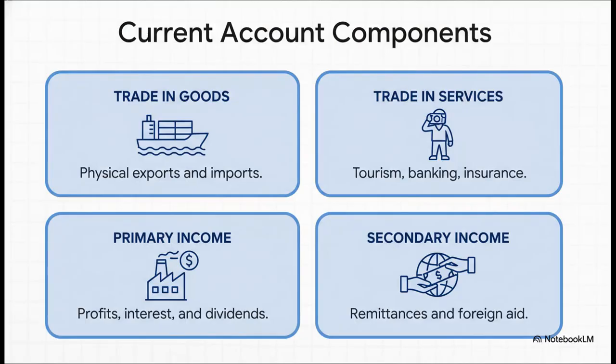So the current account itself has four parts. It's not just about the trade in goods, the visibles, like cars and food. It also includes the invisibles, services like tourism and banking. Then you've got primary income, which is money earned from investments abroad. And finally, secondary income, which are one-way payments like foreign aid or money sent home by workers abroad.